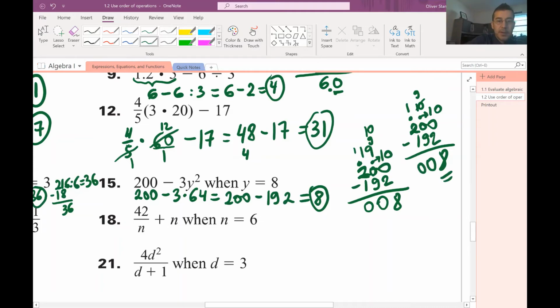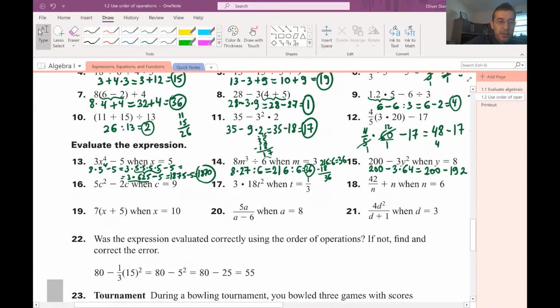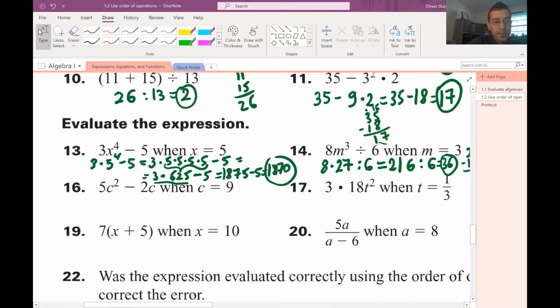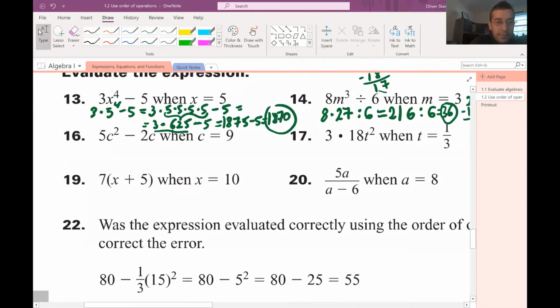Hopefully that makes sense and I didn't confuse you more. It's just subtraction, but you should be doing these in your head as time goes on and you do more and more practice. 5c squared minus 2c. Now we do powers first. So c is 9. 9 squared, that's 9 times 9 or 81, minus 2 times c.